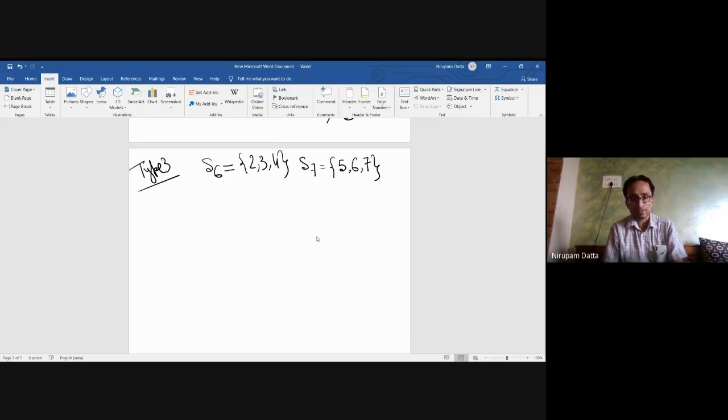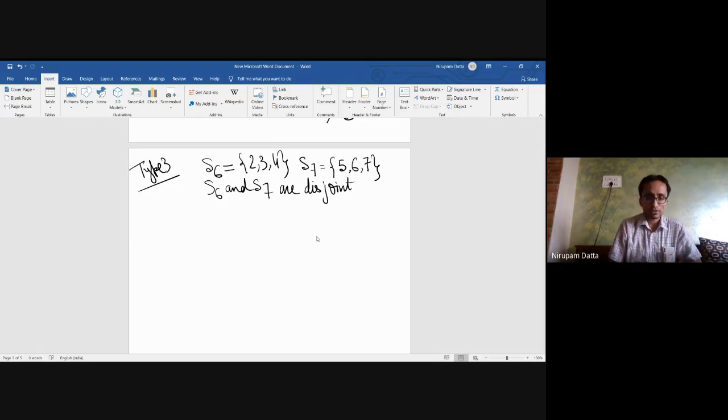So in this case, we say that S6 and S7 are disjoint. Okay, so they are disjoint. So this is the third type of relationship, which you can have when not a single element is common between these two sets. Then S6 and S7 are disjoint.